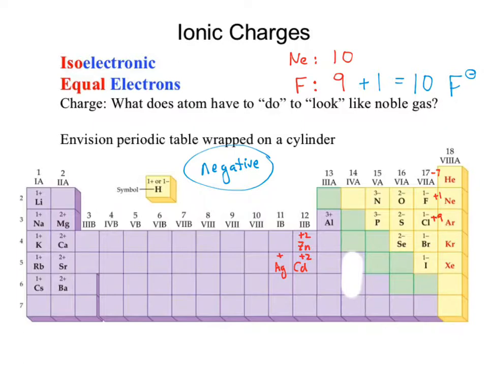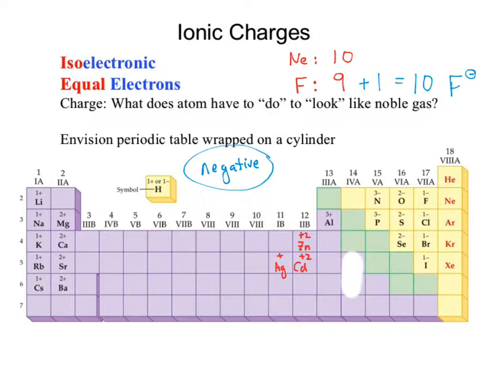I've got 3 options to look like a noble gas. Which of those 3 options am I going to opt for? The one where I only have to gain one electron. That's pretty easy. If I gain one electron, what charge do I become? Negative one. Because fluorine is in a family, guess what all the elements underneath do? The exact same thing. And you could go through and test that and prove that.